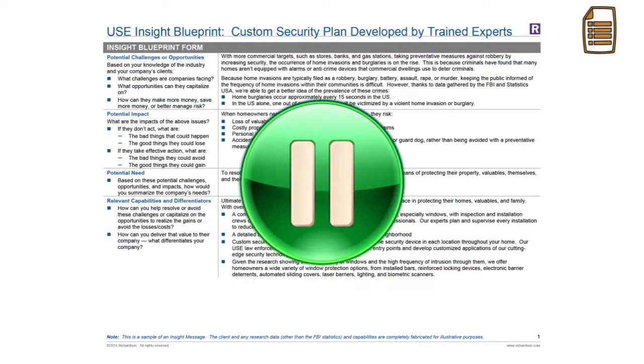Before we continue, please hit pause and take a minute to review the Insight Blueprint form that you will be using in your Selling with Insights training session.